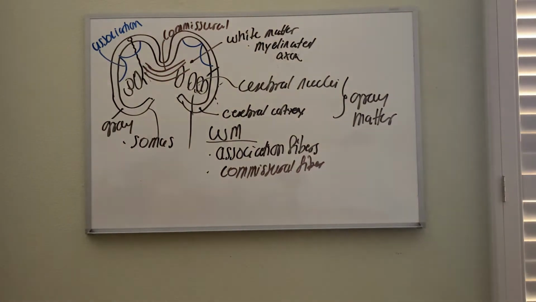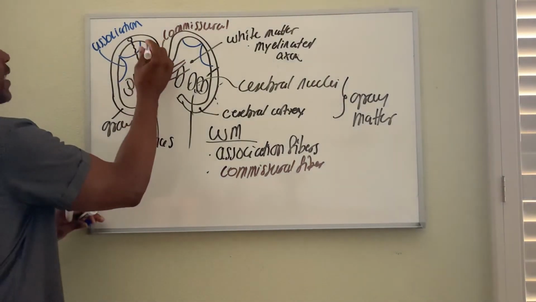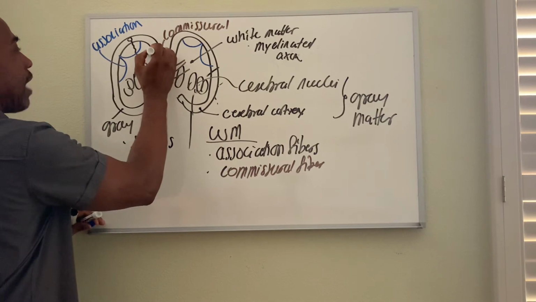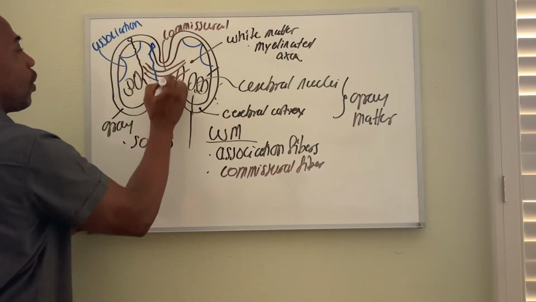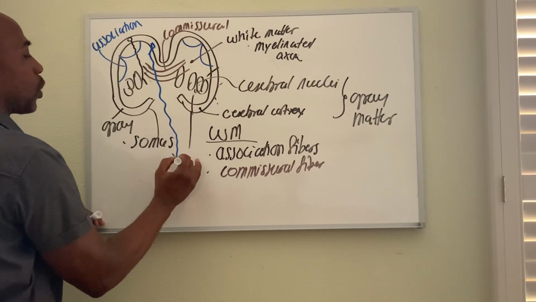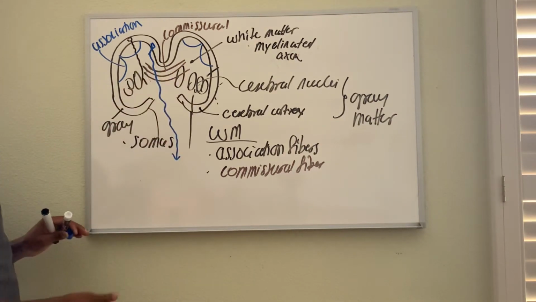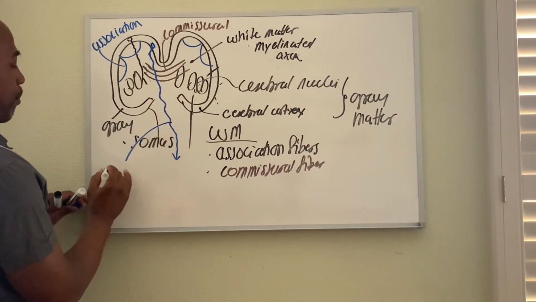Then we have a third type of tissue. You can't find any good colors here. Go blue again. These fibers now will travel from up here, for example, here, and travel all the way down to your spinal cord or to your brainstem. We call these your projection fibers.